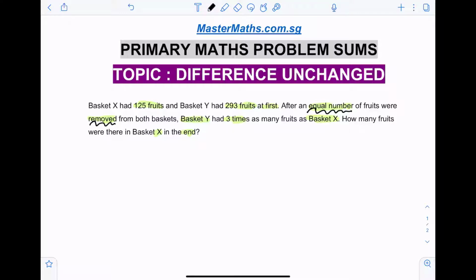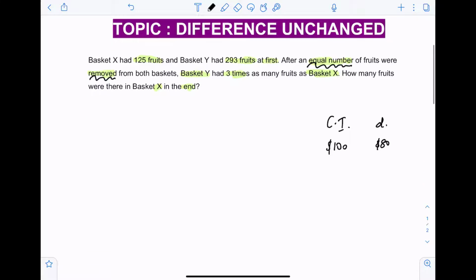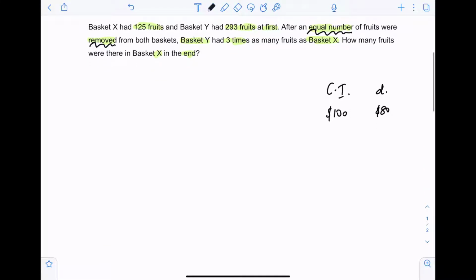For example, if Coach Irfan had $100 and his daughter had $80, and Coach Irfan decided to go shopping and spend $50, and the daughter also spent an equal amount of money, I will be having $50 left, right? As for my daughter, 80 minus 50, she'll be having $30 left.